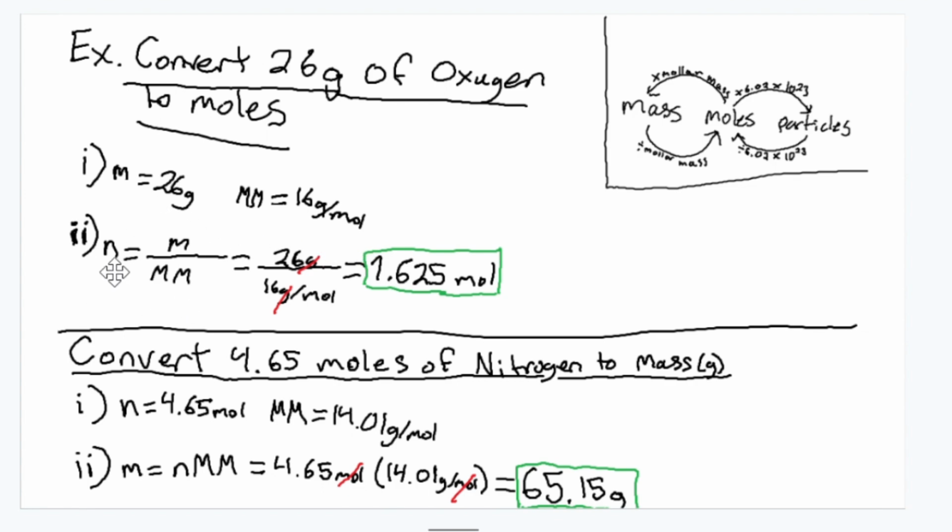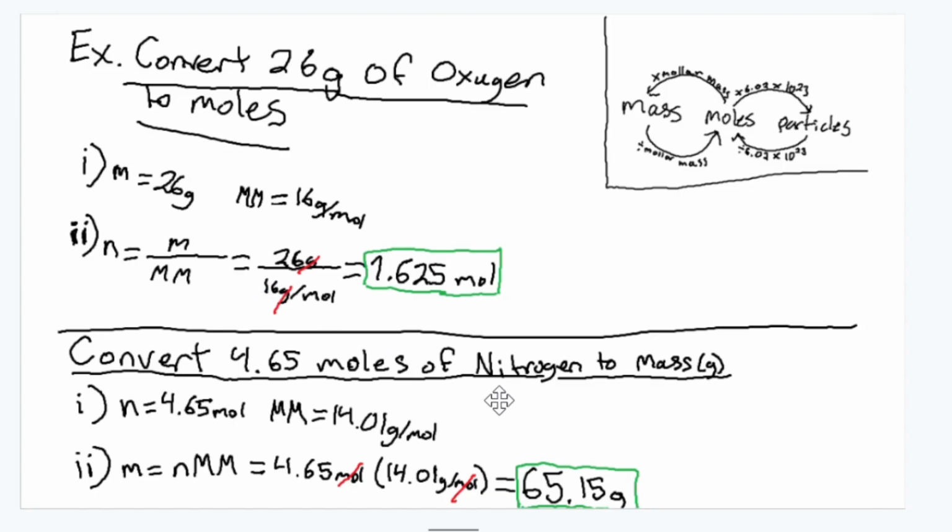And here's the equation to find moles. It's n equals m over M, also known as moles equals mass over molar mass. We plug in our numbers and this gives us our answer, 1.625 moles.